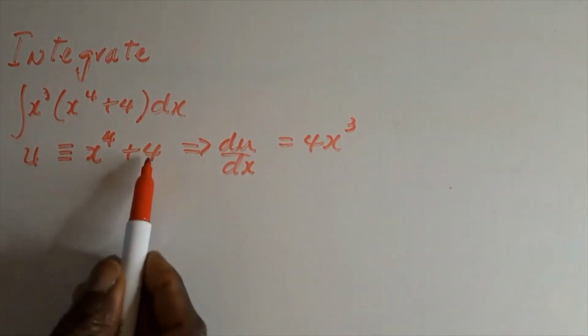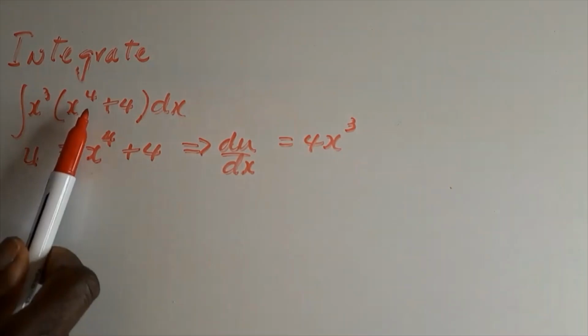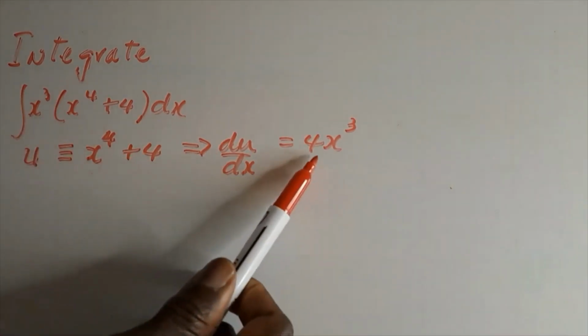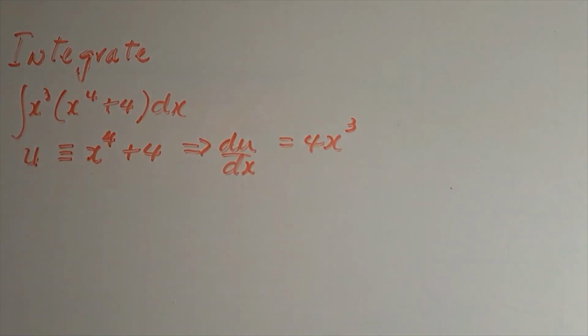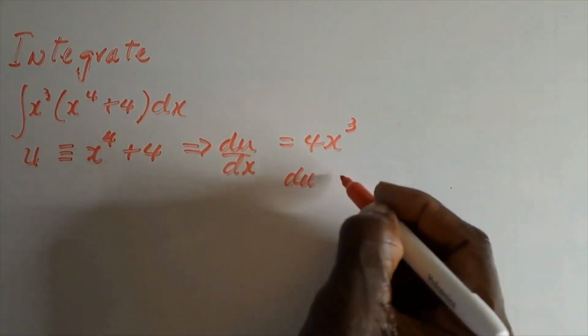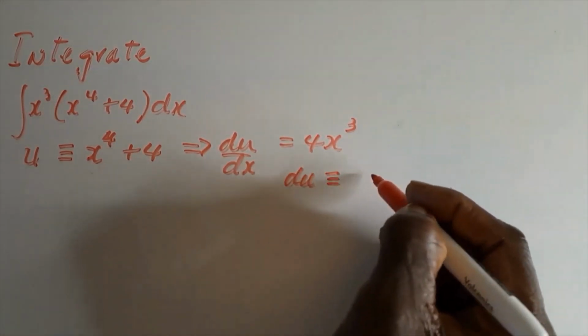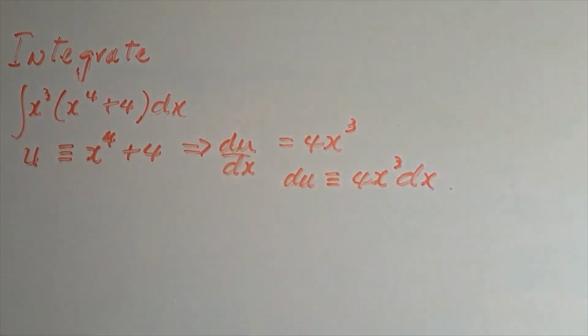Again, we chose this as u because when we differentiate x to the fourth power, we have 4x cubed. So we have x cubed there. We can transpose and write what x cubed dx is equivalent to in terms of the new operator du. The new operator du is 4x cubed dx.